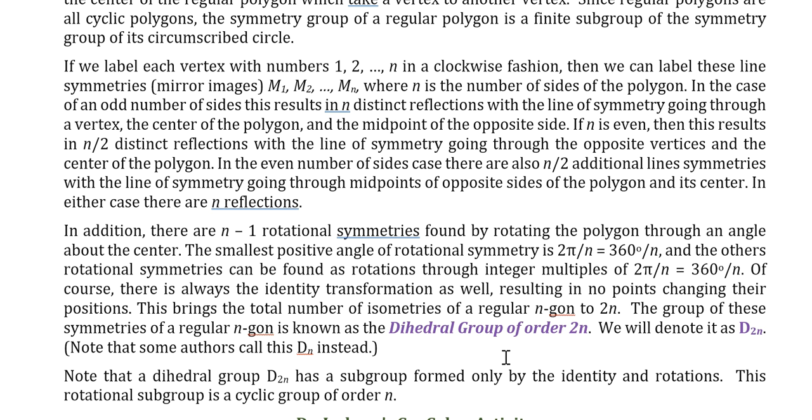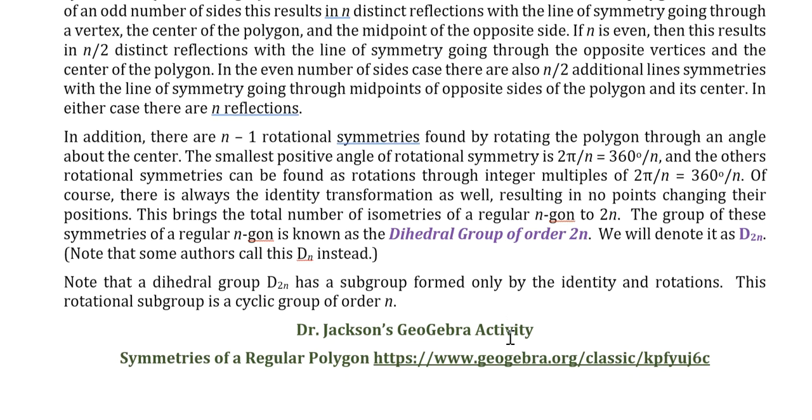The group of these symmetries of a regular n-gon is known as the dihedral group of order 2n. We will denote it as D sub 2n. However, note that some authors call this D sub n instead, so there are two camps on how that's notated. Notice that a dihedral group of order 2n has a subgroup formed by the identity and all the rotations. This rotational subgroup is a cyclic group of order n.